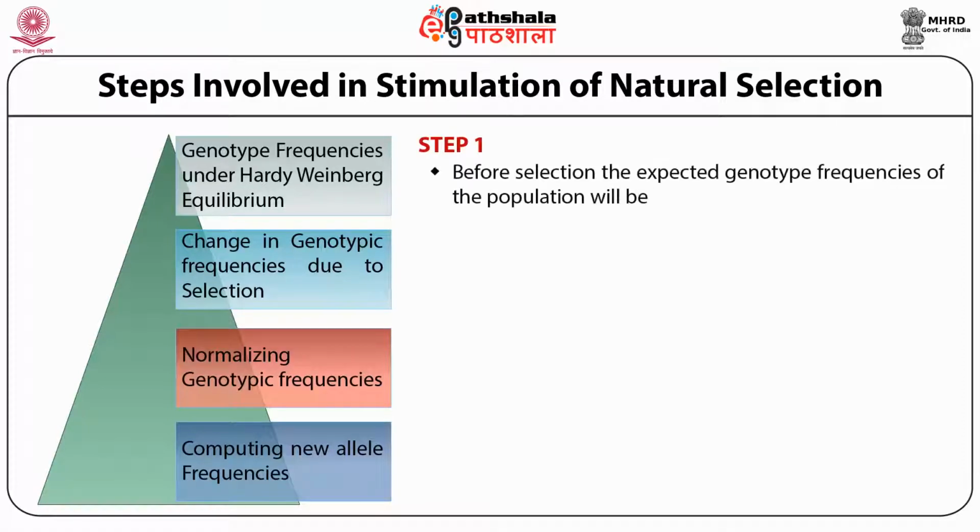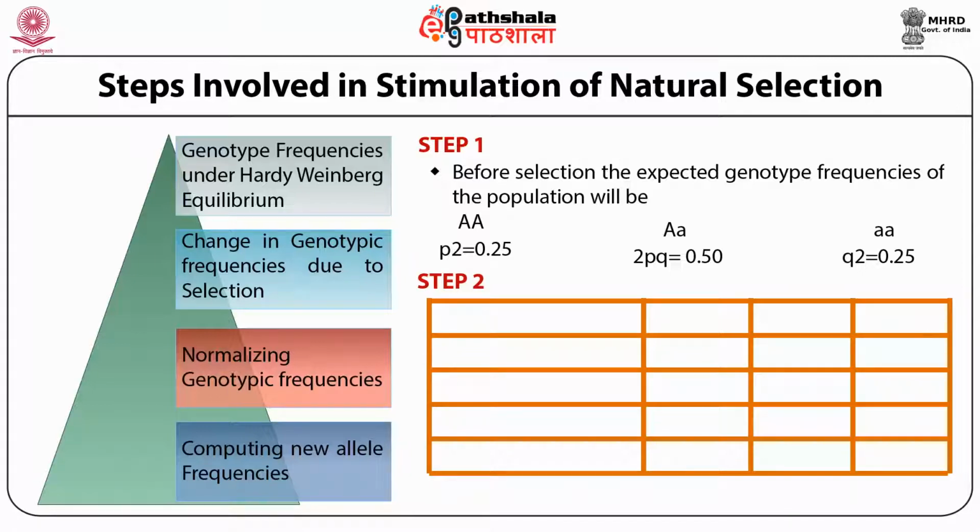Step 1. Before selection, the expected genotype frequencies of the population will be capital AA, p square, equal to 0.25, capital A small a genotype, 2pq, equal to 0.50, and small aa, q square, equal to 0.25. Step 2, let's see the frequency per genotype before selection. For capital AA, it is 0.25. For capital A small a, it is 0.50. For small aa, it is 0.25. The fitness would be W capital AA equal to 1, W capital A small a equal to 1, and W small aa equal to 0.5.